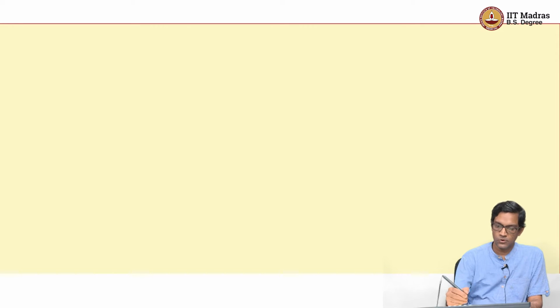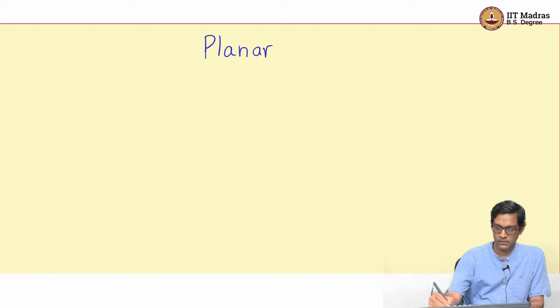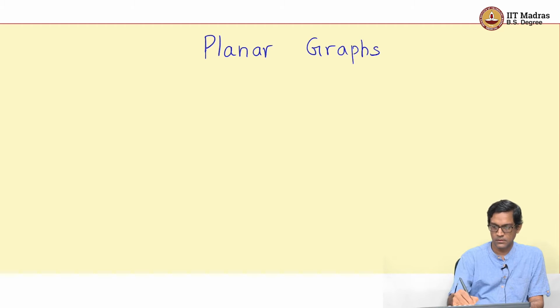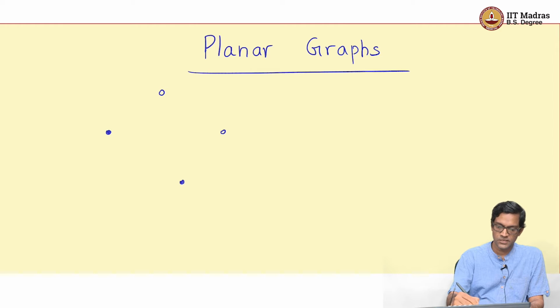Today let's talk about planar graphs. So graphs, of course, are just vertices and edges, and we draw them typically in the plane by drawing a bunch of circles or dots to represent vertices, and then we connect them by edges.